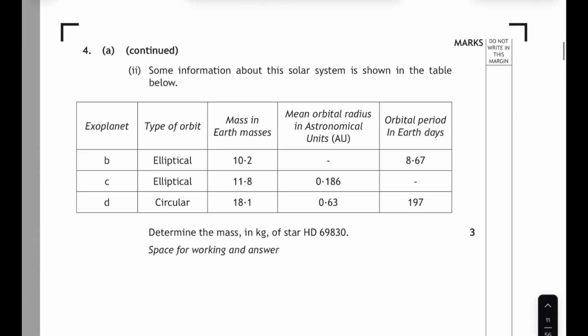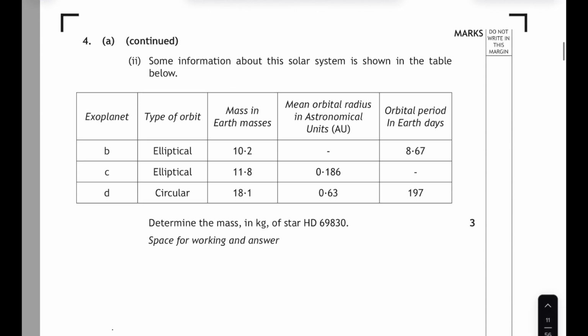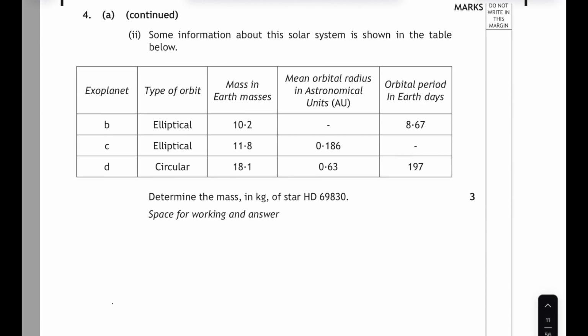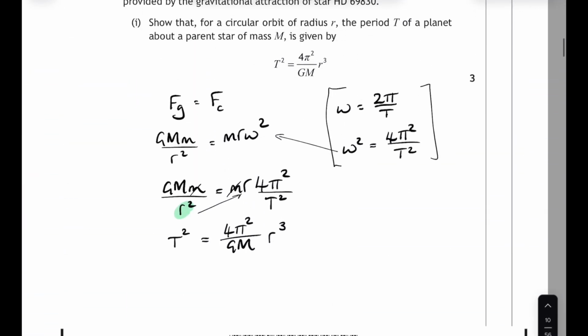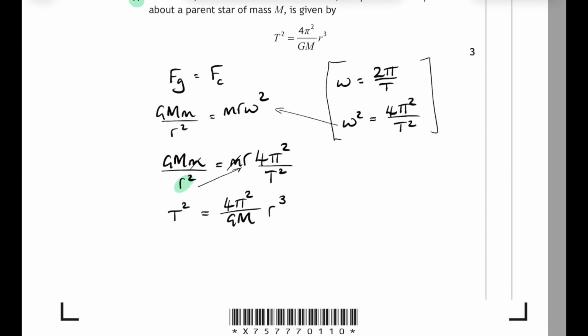Anyway, let's move on. 4a part 2. Some information about the solar system is shown in the table below. Remember, the one we're interested in is exoplanet D, which is in its circular orbit. And we've to determine the mass in kilograms of the star, HD 69830. Well, this is part 2 of the question, so it's linked with part 1 of the question. And so we're going to have to use the relationship that we were asked to show in part 1.